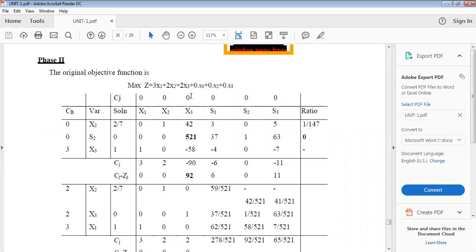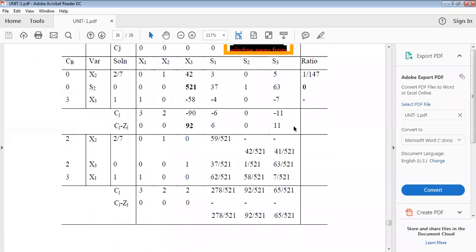Here 2 is there. 2 minus of minus 90, it is 92. And 0 minus of minus 6, plus 6. 0 minus 0. And 0 minus of minus 11, plus 11. So here, 0, 0, 0, then 3, 2, 3, and the X2 value is nothing but 2, and like that you are getting CJ minus ZJ. CJ minus ZJ means again he has gone for the maximum positive value in this particular case. Therefore, this is the entering column.